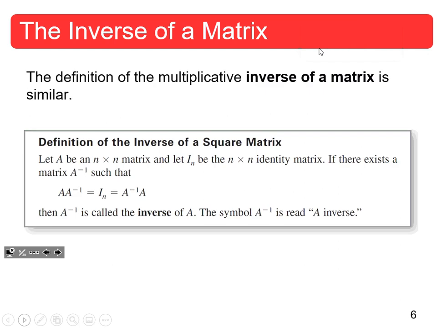So let A be an n by n matrix, and let In be the n by n identity matrix. If there exists an inverse such that the matrix times its inverse is equal to the identity, which is equal to the inverse times the matrix, it should work either direction. It's going to work both ways. Then A inverse is called the inverse of A.